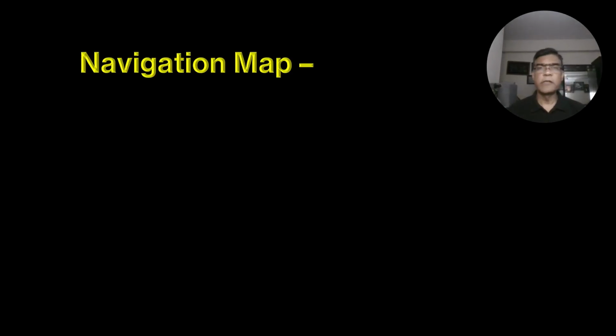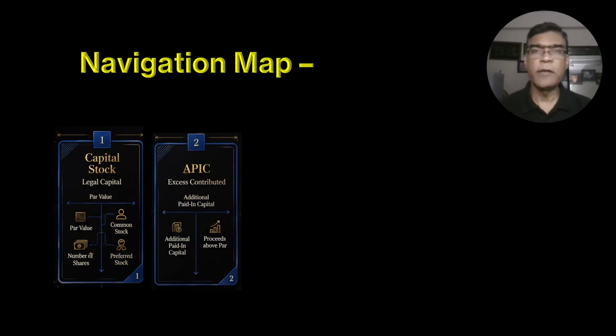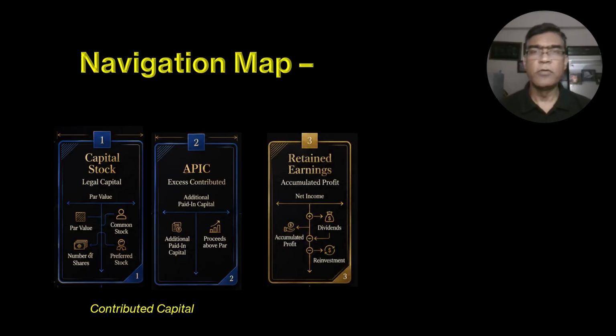Let's look at the navigation map, the blueprint of stockholders' equity. It helps us visualize how equity is structured and classified. We start with contributed capital, which includes capital stock, the legal capital represented by par value and number of shares, and APIC, additional paid-in capital, the excess contributed by shareholders above par. Next, we move to earned capital, which grows from operations.